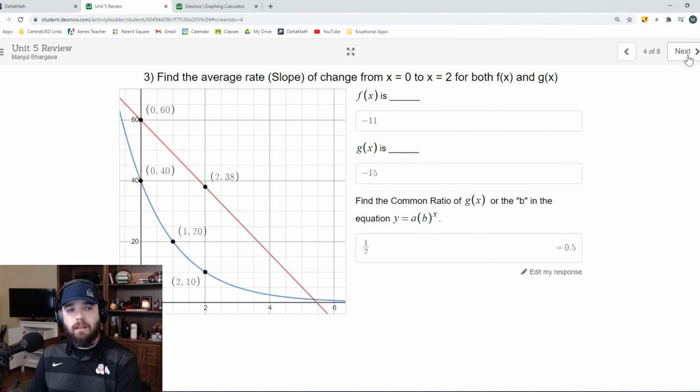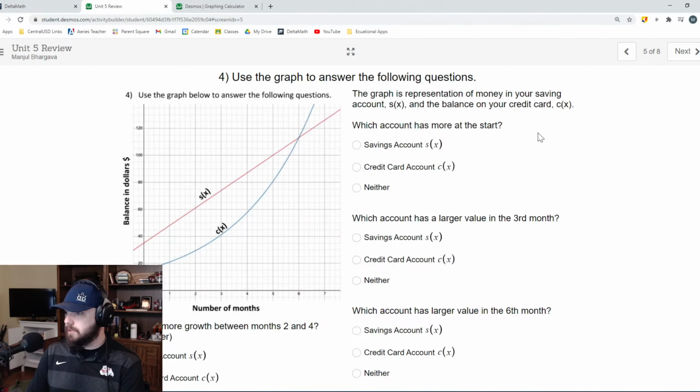In the rest of the class, I gave you the last 10 minutes in class to work on these last 4 slides. So we're working through this. The graph is a representation of money in your savings account, S of X. This is your savings account, and the blue line is your credit card. Which account has more at the start? At the start, when X is equal to 0, my savings account is going to have more money.